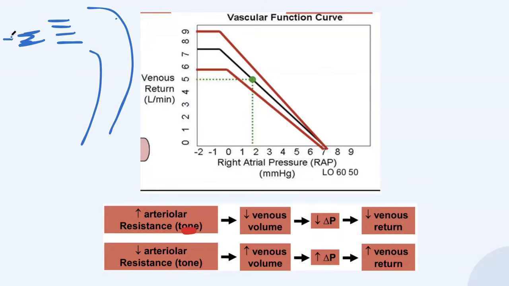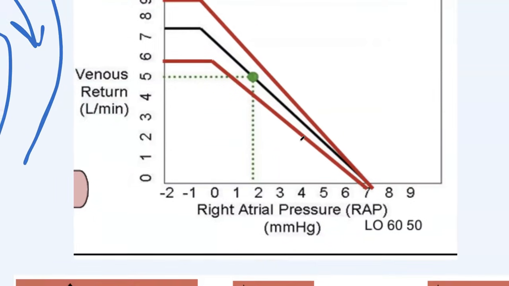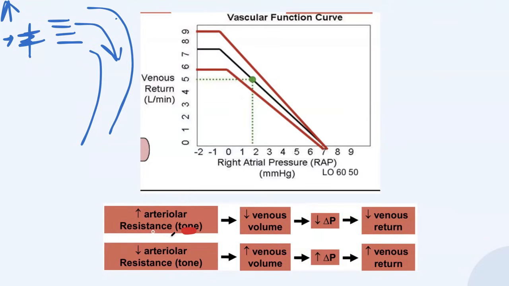Now, blood is coming through here, through the arterioles. If these arterioles are going to constrict, their resistance is going to increase. That means less blood is going to flow into the veins, right? So if you constrict the arterioles, then less blood is going to go into the veins. And if less blood is going to the veins, then less blood is going to return to the heart. That means your venous return is going to decrease, okay? That is what's shown over here. So if you have an increased arteriolar resistance, it's going to cause a decreased venous return. So it's going to displace downwards.